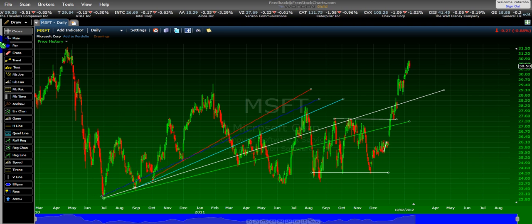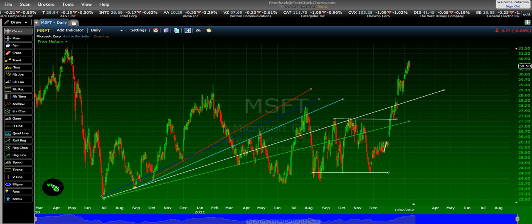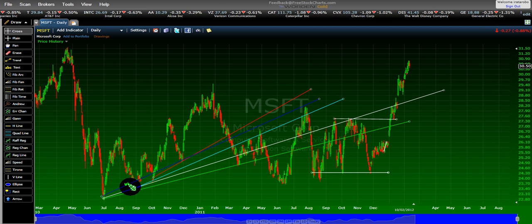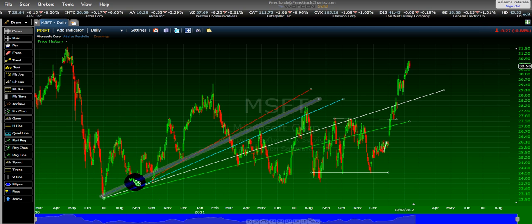When the price is above a bullish trend line, we will give priority to bullish signals, waiting for the price to retest the bullish trend line. All right, ladies and gentlemen.